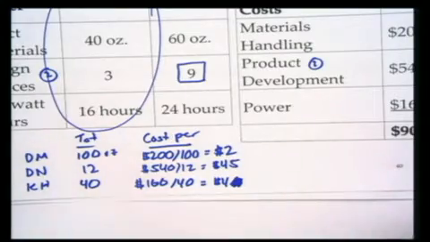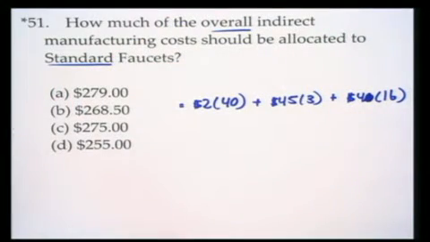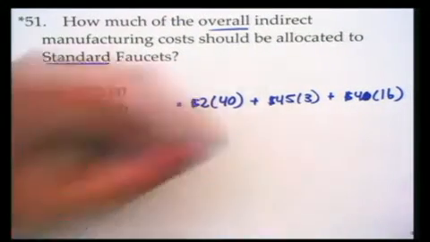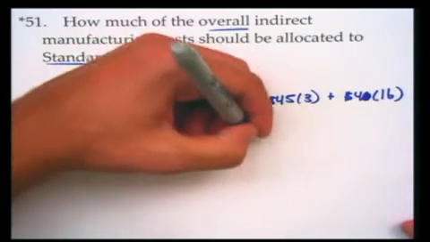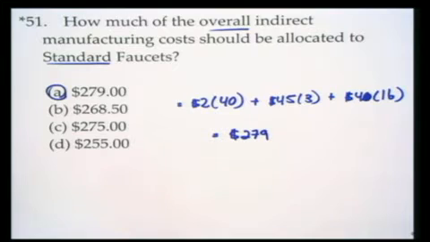So let's go back through here. That doesn't affect the previous question, but that does affect this one. So this should be $4 times 16, right, guys? $4 times 16. There we go. Which gives you $279. Sorry about that, okay?